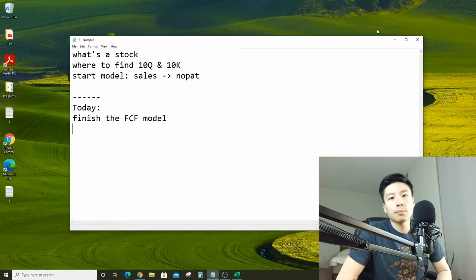So to recap, in part one, we figured out what a stock is, where to find the 10Qs and 10K filings on the SEC website, and we started building our free cash flow model. So my goal today is to finish the model.